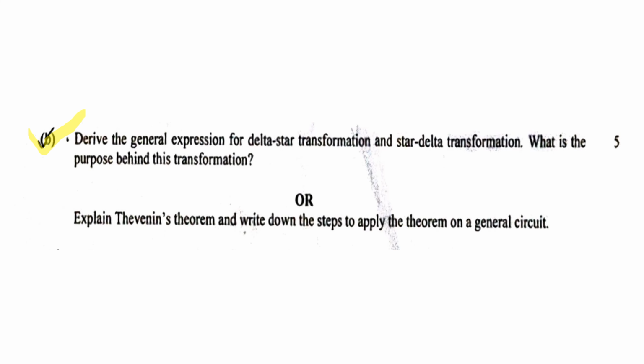Describe the general expression of delta-star. What is the purpose behind this transformation? You can see the same question was there in the previous year, and the same B part is also there: explain Thevenin's theorem with the help of a general circuit. So you can see that the question gets repeated and the other parts also get repeated. So you can prepare accordingly.